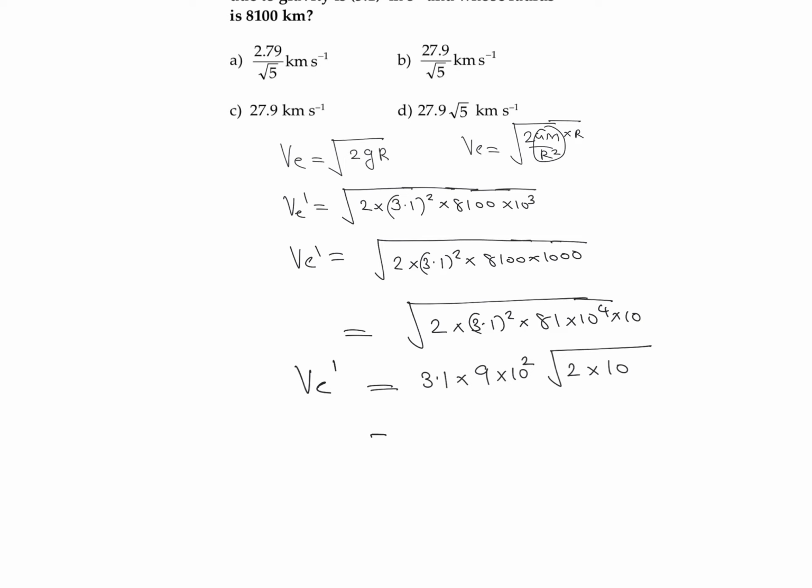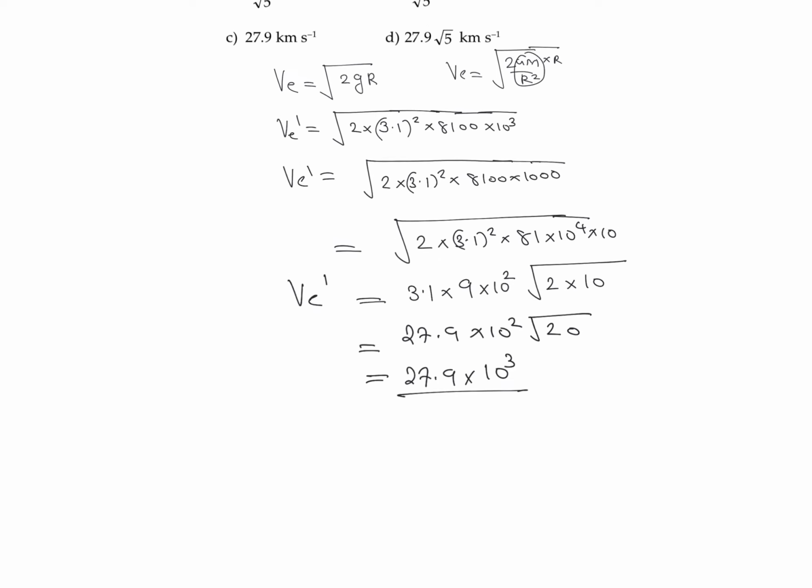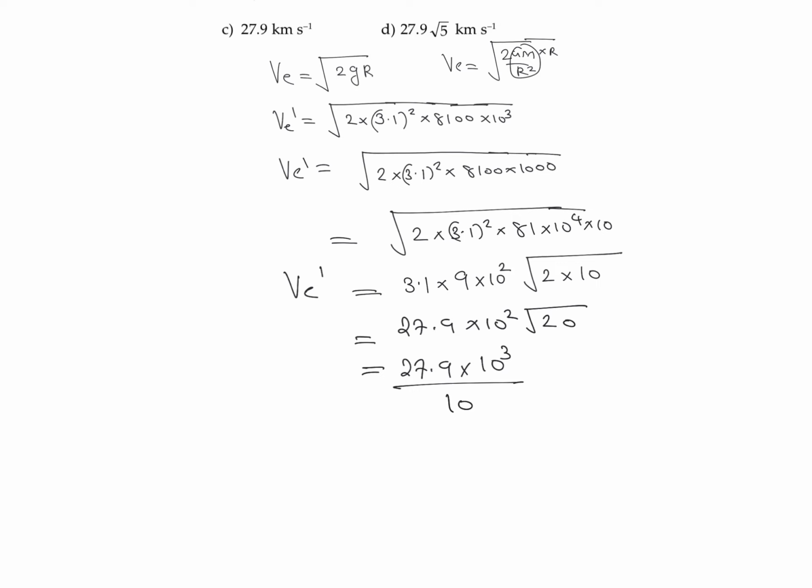Now further we can write 3.1 into 9 is 27.9 into 10 raised to 2 into under root of 20. But you can observe that in the options it is given in kilometer per second. So this value we are going to get in meters. If you want to convert it into kilometers, then we should write in terms of 10 raised to 3. So we can write 27.9 into 10 raised to 3, meaning we are multiplying with an extra 10, so we can divide by an extra 10, under root of 20.